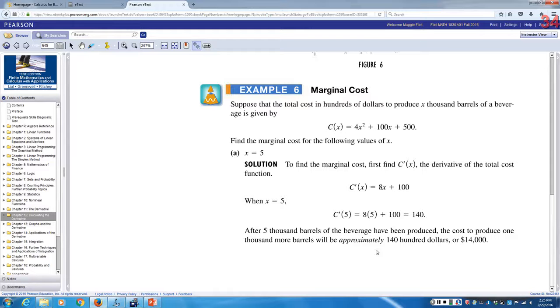So the interpretation of that is that after 5,000 barrels, because X is measured in thousands of barrels, the cost to produce 1,000 more barrels is going to be approximately $140, or $140,000, which is about 14,000. So if we've got to the 5,000 mark, it's going to cost us 14,000 to produce the next 1,000. Okay? It's not that it's difficult to calculate. What's a little harder, I think, is to understand what it's telling you.